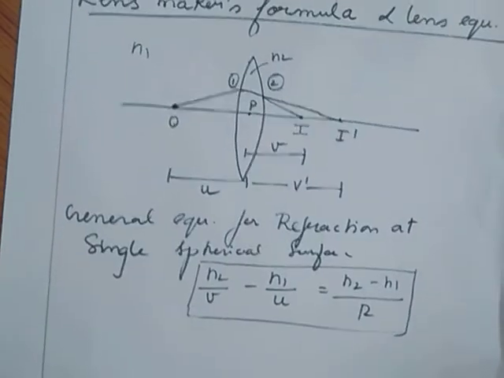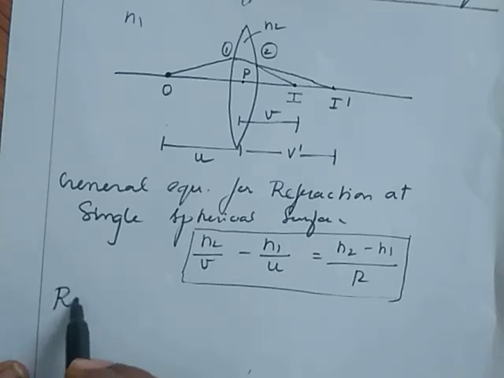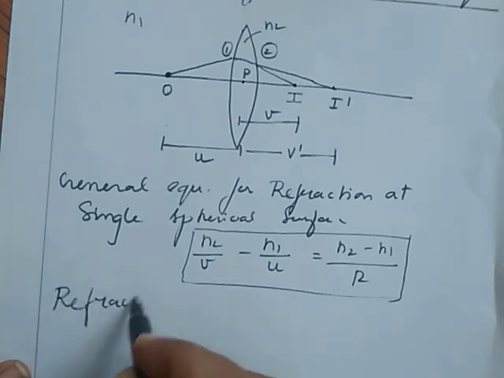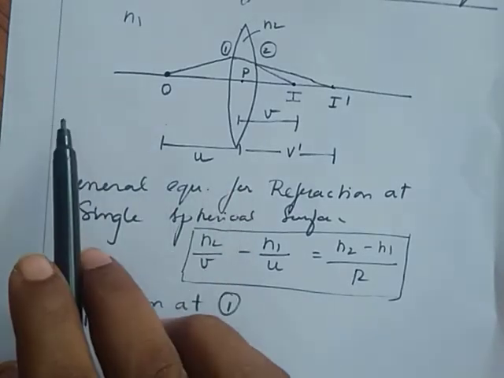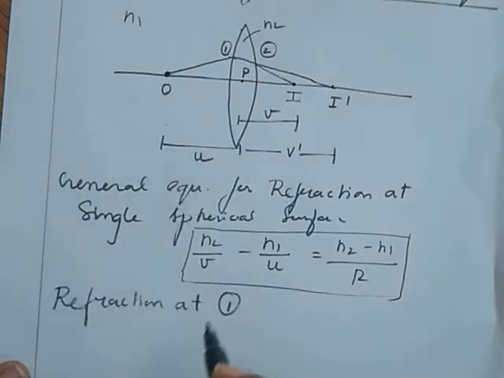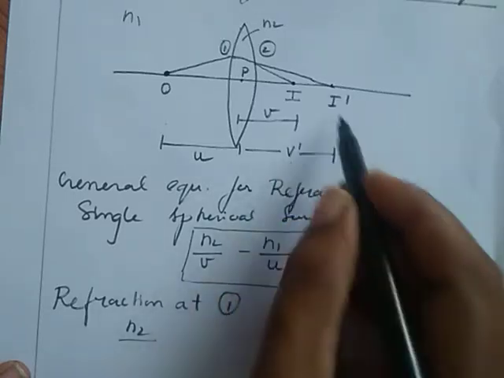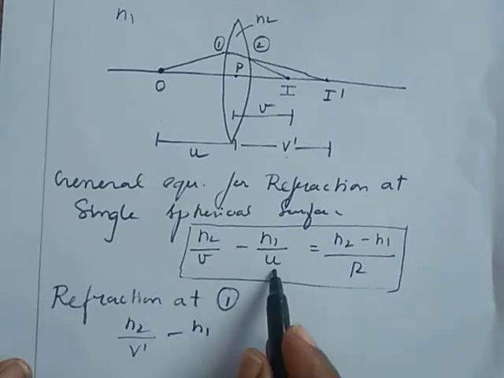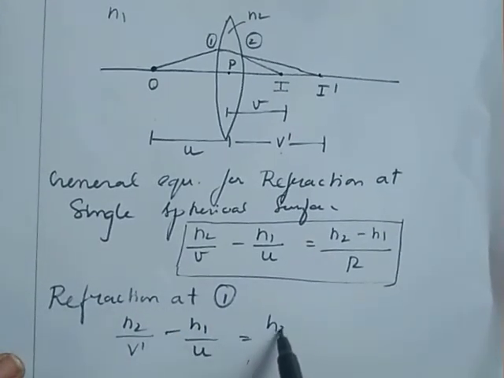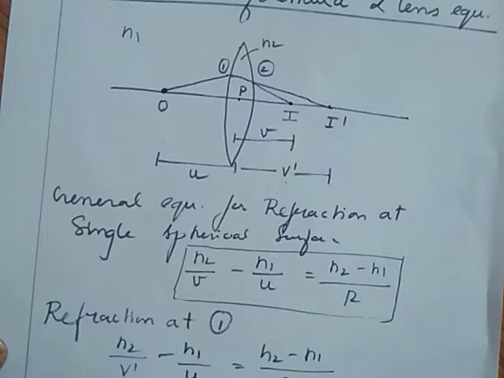Now refraction at surface 1. Here the first medium is n1 and the second medium is n2. So n2 by v, and that v is v dash because the image is here, minus n1 by u, the object is the same u, is equal to n2 minus n1 by r1, since it is the first surface.